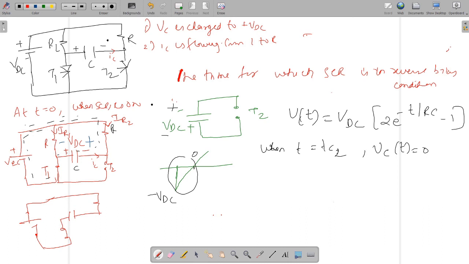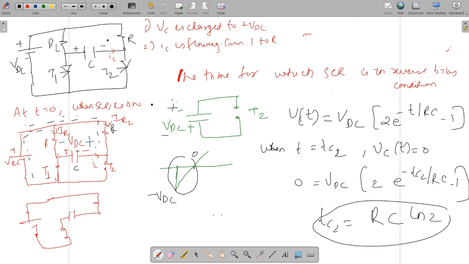So now you put this value here. So 0 will be equal to VDC, and you will have to replace t by Tc2, because we are interested to find the circuit turn off time of your T2. Fine. So twice e to the power of minus Tc2 upon RC minus 1. Now if you solve this expression, what you will get? Tc2 will be equal to RC natural log of 2. So in this way you can find the circuit turn off time for your thyristor T2, that is SCR T2.